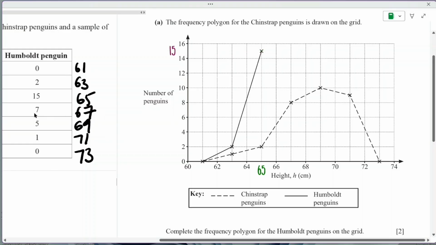Then you have 67, you have 7 of them. That means you go in between 66 and 68, you have 67. You go up to 7, it's at 7. You go up, here is 6, and above 6 is 8.